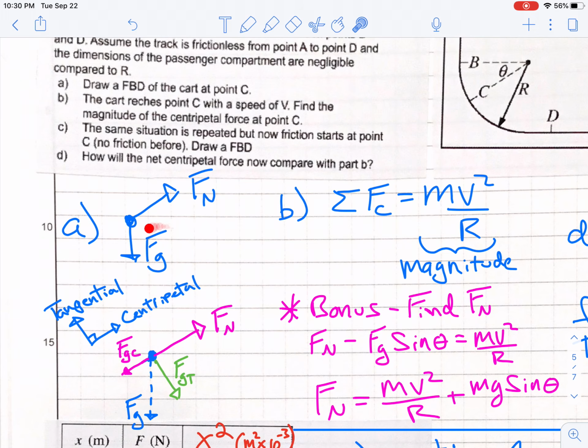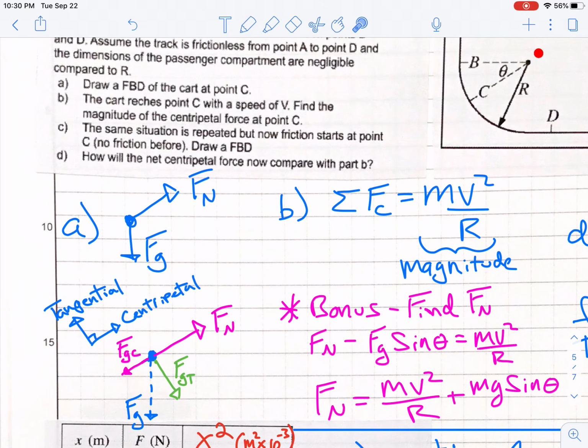And then we have gravity, which is straight down. Now, this gravity vector, which is straight down, we can break that up into a tangential component and a centripetal component. And you can see the coordinate system I'm using here. Centripetal is towards the center, right?